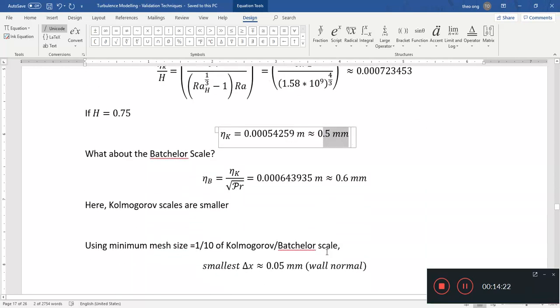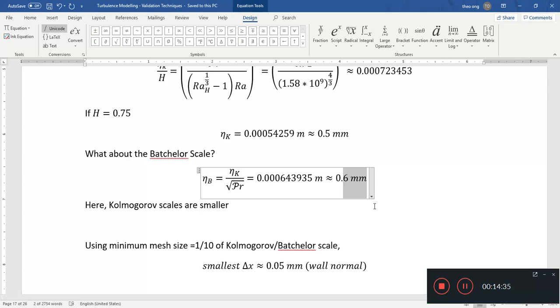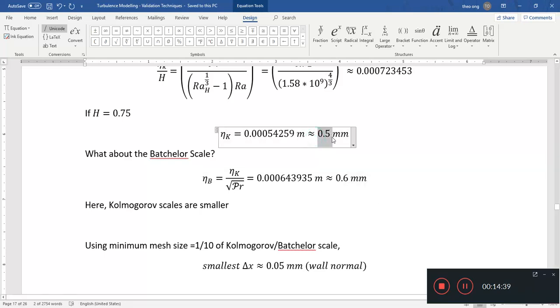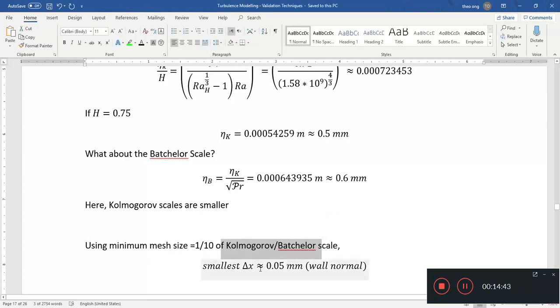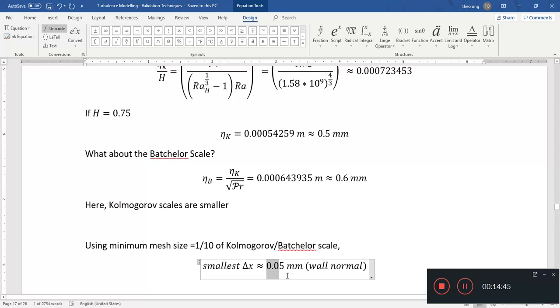And what about the Batchelor scale? The Batchelor scale, we just take the Kolmogorov scale divided by the square root of the Prandtl number. That will give you about 0.6 millimeters. So of these, the Kolmogorov scale is smaller, and we can say our minimum mesh size is about 1 over 10 of the Kolmogorov or Batchelor scale, whichever is smaller. And then we say our minimum mesh size is 0.05 millimeters, normal to the wall.